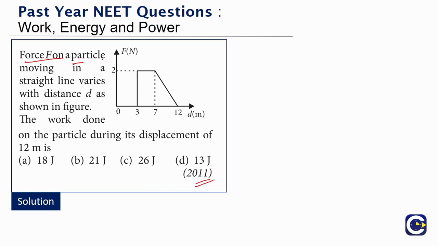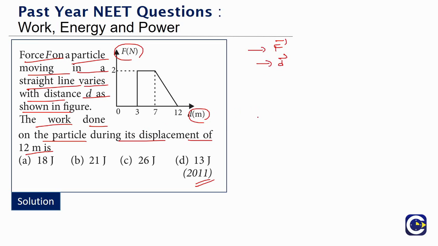For a force F acting on a particle moving in a straight line, which varies with the distance d as shown in the figure. Means they are giving us the relation between the force and distance of the particle in the graphical representation. The work done on the particle during its displacement of 12 meters. So here when they are using the distance and displacement in equal sense, it basically means the particle is going along a straight line without changing direction. So here the force and the displacement, they both are in the same direction.